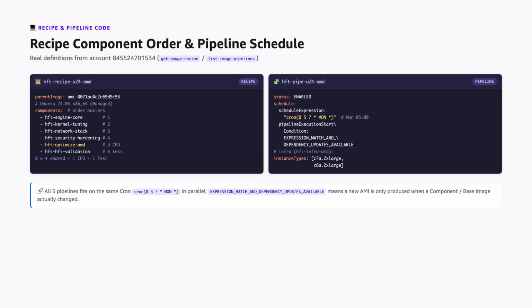On the right is the pipeline. It's enabled, and it runs on a cron schedule, 5 a.m. every Monday. But look at the start condition. Expression: EXPRESSION_MATCH_AND_DEPENDENCY_UPDATES_AVAILABLE. This is a powerful feature. The pipeline fires on schedule, but only actually builds a new image when a dependency has genuinely changed, a component was updated, or the base image was patched. If nothing changed, there's no pointless rebuild. The infrastructure block at the bottom ties this pipeline to its AMD instance types and the build IAM role. All 6 pipelines share this same cron, so they build in parallel, each only when it has a reason to.